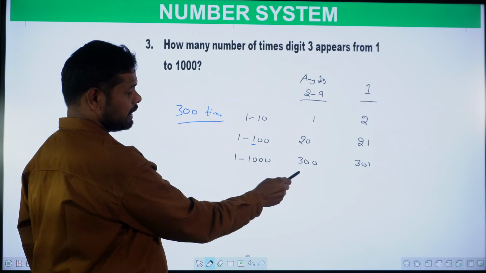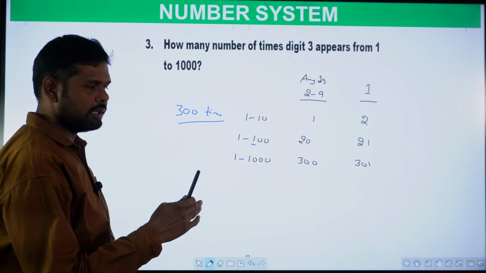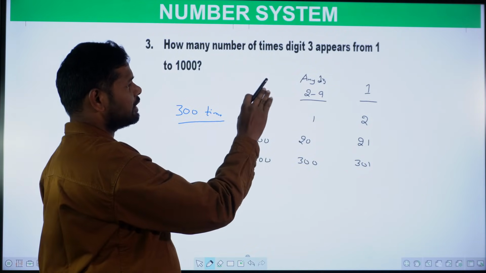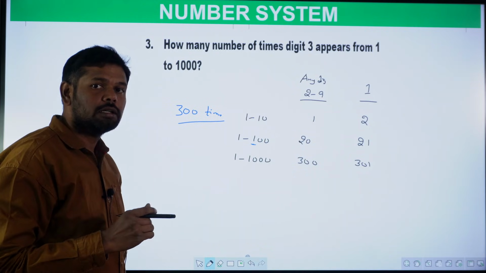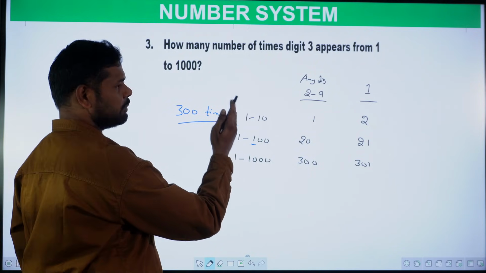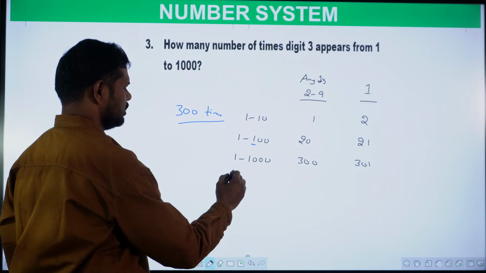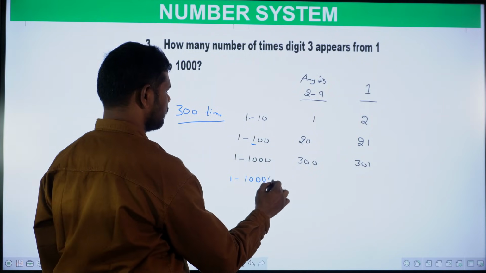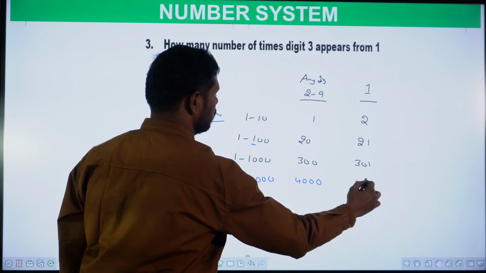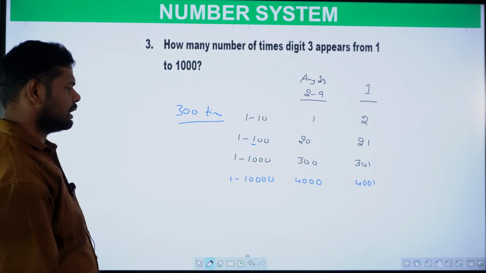In the units digit 100, tens digit 100, hundreds position also 100. Sometimes the question may be framed like that: how many times does digit 3 appear from 1 to 1000 in the hundreds position? Only 100. That's it. This 300 is bifurcated: 100 in units plus 100 in tens plus 100 in hundreds. Suppose 1 to 10,000: any digit appears 4,000 times, but 1 is repeated 4,001 times. So these are the concepts.